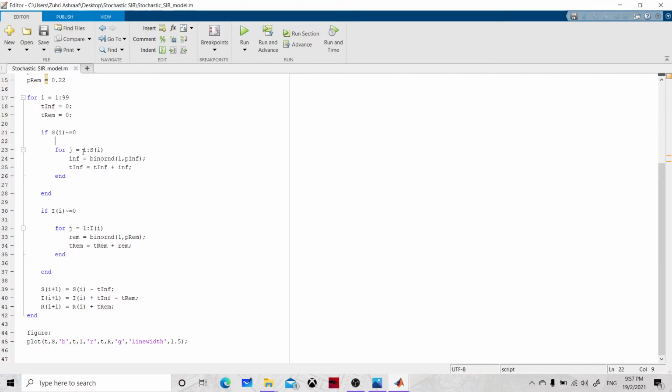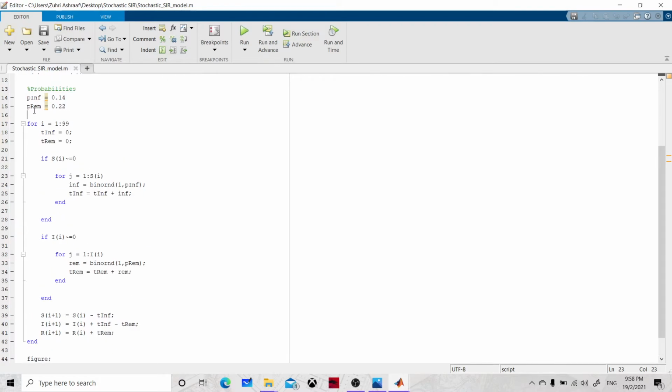So again, for loop j equals to 1 until Si. So why are we doing it like this? Why is it 1 until Si? Because like I said before, our probabilities are for each individual. So we need to repeat the process for each individual.